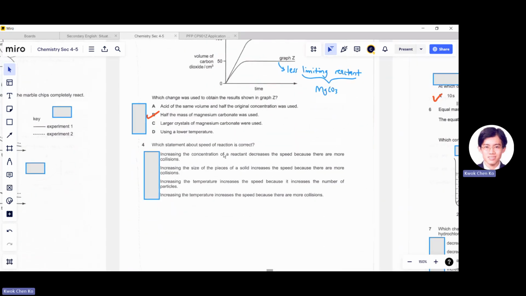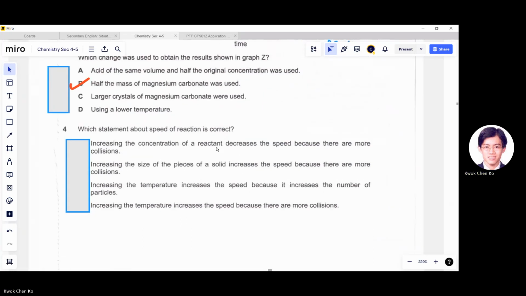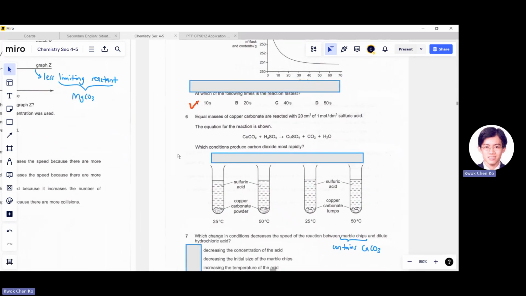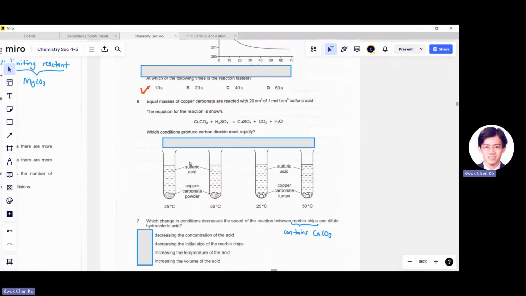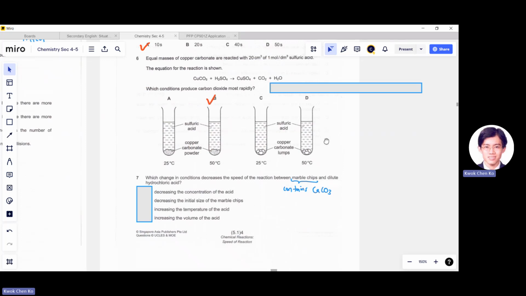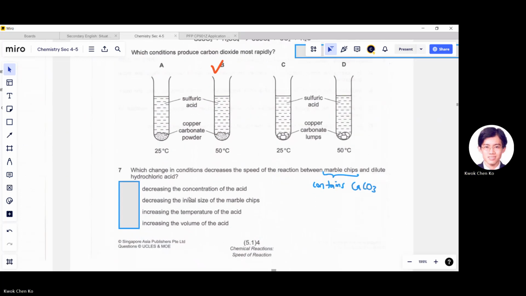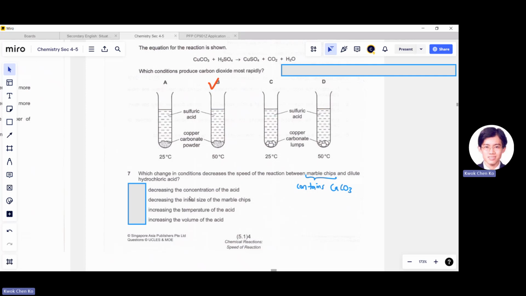Number 4, Jinjie. More conditions. Good. Number 5, we had already done it. Number 6, B. Okay, Jinjie, check your answer. 7, Jinjie. Decreases. 8. Okay, too easy. Any final questions for today? Careless. No, it's fine. Okay, if not, then that's all for today.